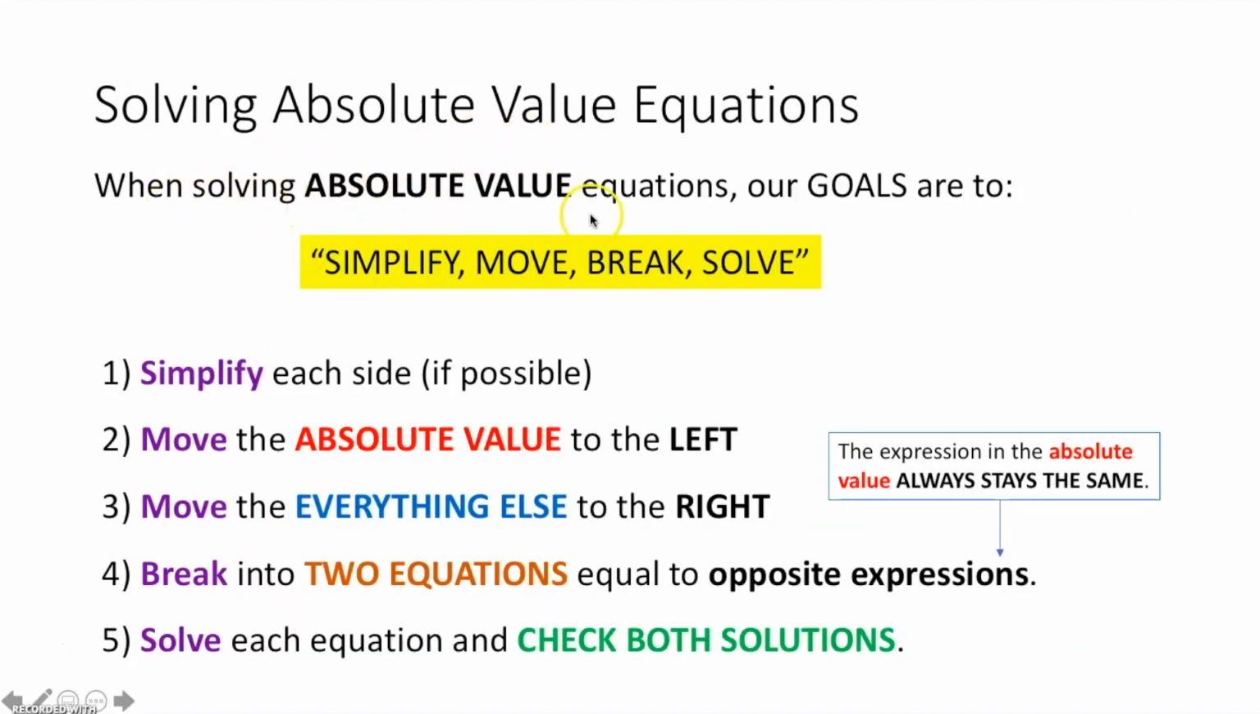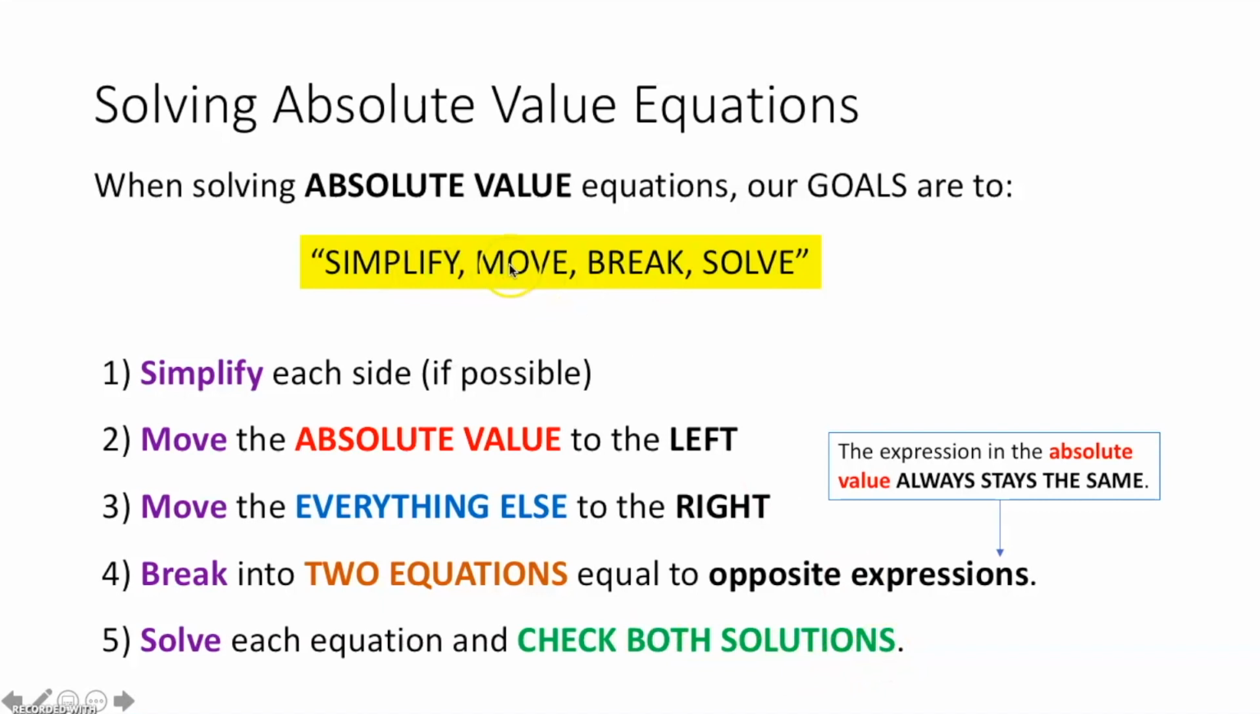Now, solving absolute value equations. When solving absolute value equations, our goals are to simplify, move, break, then solve. There's an extra step in here now. So first, we're going to simplify each side if possible. We're going to move the absolute value to the left side of the equation. Then we're going to move everything else to the right. Once you have the absolute value by itself, you're going to break it into 2 equations equal to opposite expressions. The expression in the absolute value always stays the same. Remember that. And lastly, we're going to solve each equation and check both solutions.